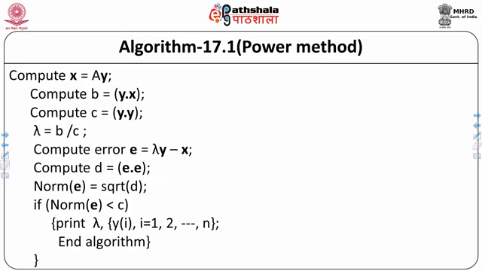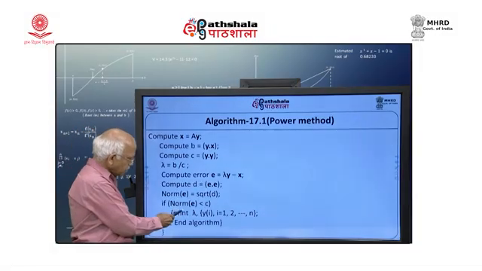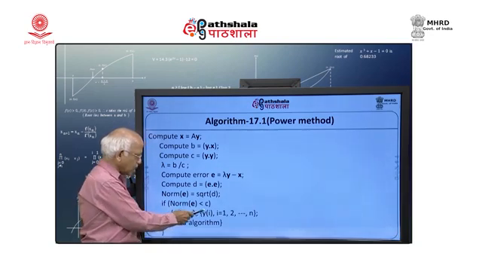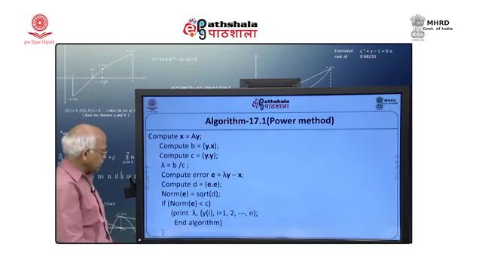Then we compute x bar equal to A y bar, and compute b equal to y bar dot x bar, compute c equal to y bar dot y bar, and lambda we consider as b by c. Compute the error e bar equal to lambda y bar minus x bar, and again take the norm of this error. So, e bar dot e bar you find out as d, so norm e bar will be the square root of d, and if norm e bar is less than c, we say that we have reached the corresponding approximation, and therefore we print lambda and y j, and the algorithm is terminated.